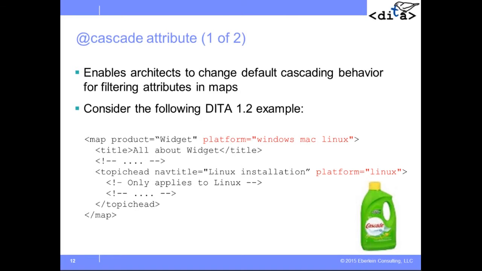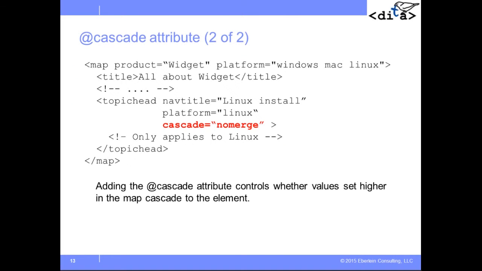So with 1.3, you're going to have more control over this. We've added a new attribute called cascade. It's got two values, merge and nomerge. And it will let you control whether you want the values to cascade down from the map. In this situation, applying a value of cascade equals nomerge will enable you to turn off that cascading from a higher point in the map.